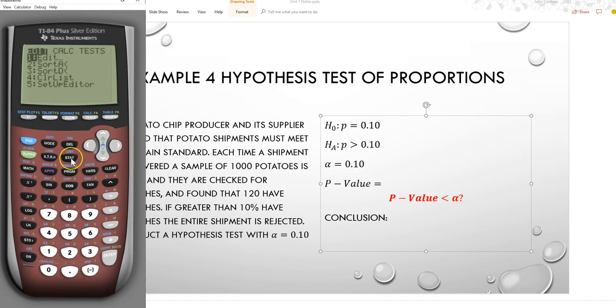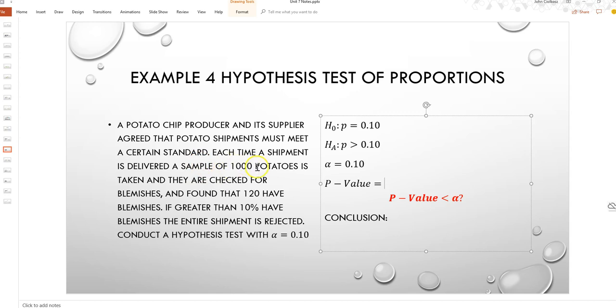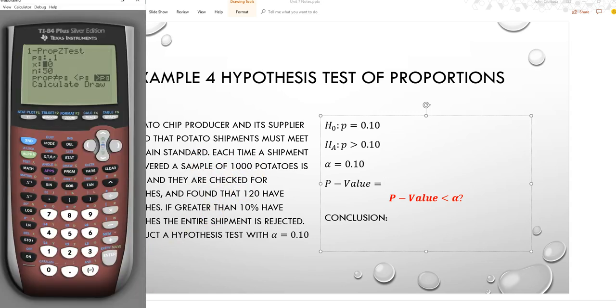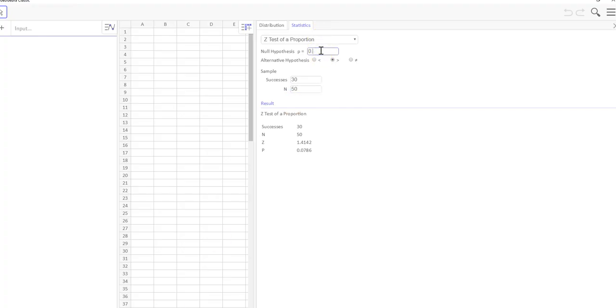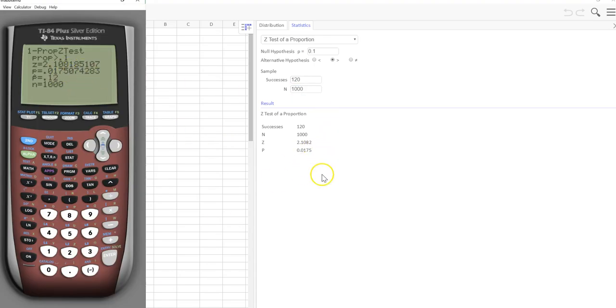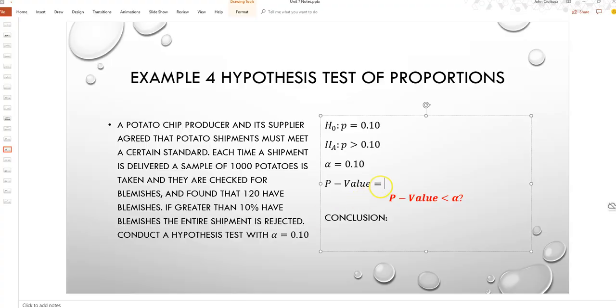So in the calculator, we're dealing with a proportion again. So now it's 0.1. Now we need our successes and our trials. Right? So I'm going to go ahead and change. It's still greater than. We're good there. So it says we have 1,000 potatoes and 120 have blemishes. So I'm going to go ahead and do 120 and 1,000. Go ahead and calculate. For GeoGebra, so let's change what we have here. So 0.1 greater than, we had 120, and then 1,000. So quick check. Got the exact same P for both, so 0.0175. So again, I'm just typing down that P value.